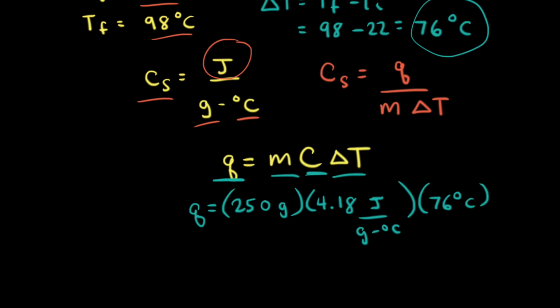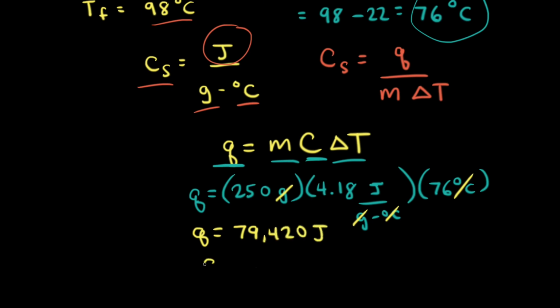So looking at that, we can see that grams will cancel out and degrees Celsius will cancel out and give us Q is equal to 79,420 joules, or to two significant figures, Q is equal to 7.9 times 10 to the fourth joules. So 7.9 times 10 to the fourth joules of energy has to be transferred to the water to increase the temperature of the water from 22 degrees Celsius to 98 degrees Celsius.